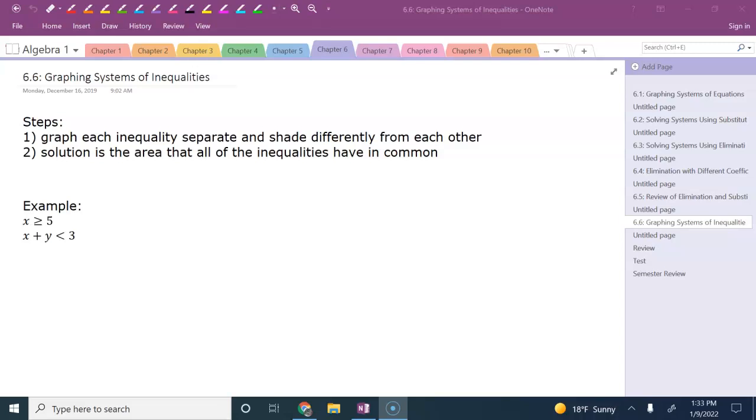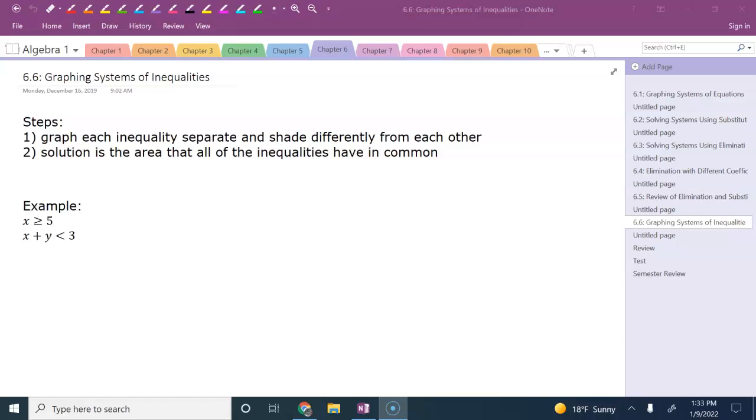For section 6 of chapter 6, we're going to talk about how to graph systems of inequalities. Now, you've done a lot of practice in the past with graphing these individually. So at the very end of chapter 5, we talked about graphing an inequality line, and we had to go over those rules of whether it's a solid line or a dotted line. So you'll have to remember that if it doesn't have an equal sign, that means that you need to have a dotted line. And then we also talked about testing a point.